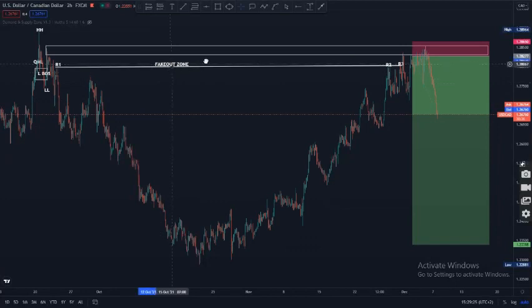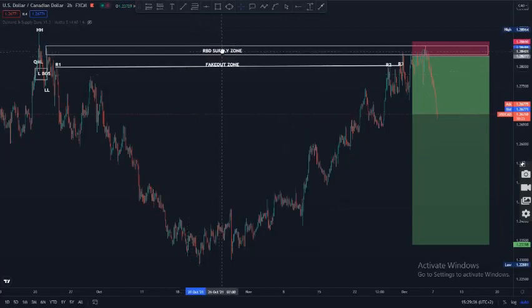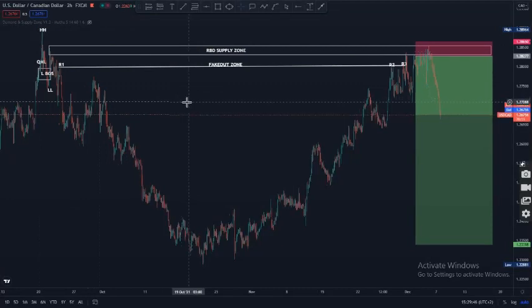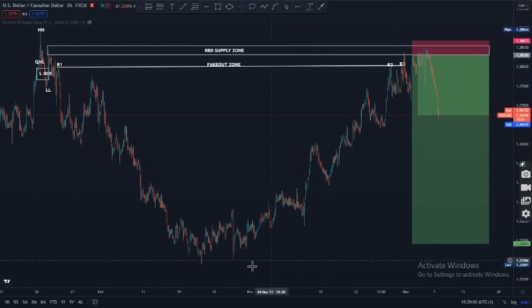Right, this is my fake out zone here, and this is my rally base drop supply zone. Okay, this is my rally base drop supply zone. So let me see right here, and the market is going down very nice. Yes, it has a potential of probably reaching this low.